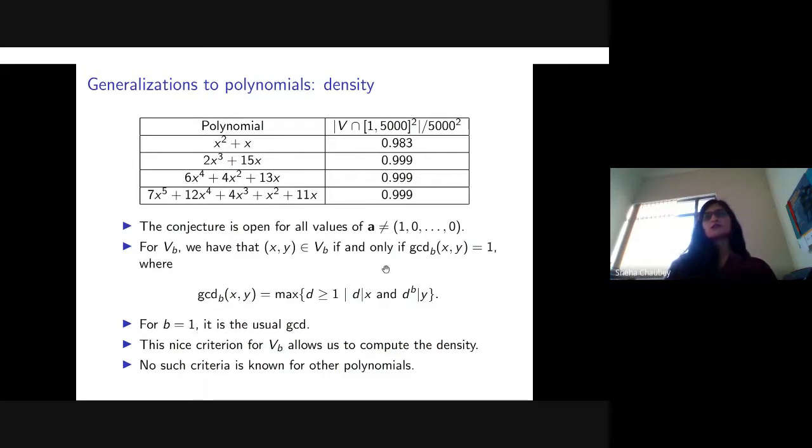And because you have this nice arithmetic criterion, you can easily compute your density, and hence one gets the density to be 1 over zeta of B plus 1. The problem with any general polynomial is that you don't have this beautiful arithmetic criterion which will help you to explicitly compute what the density is. No such criterion is known for other polynomials.